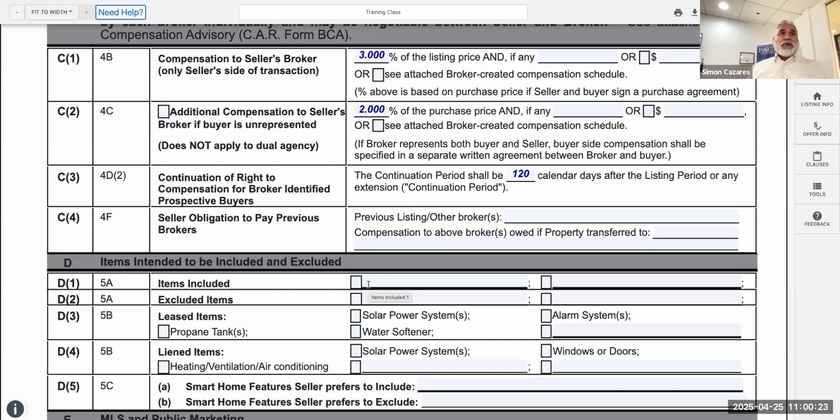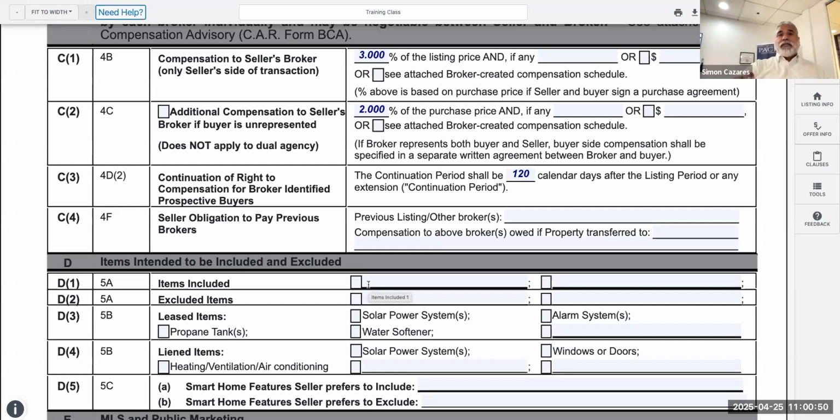That clause there protects me and protects the seller. If, after the expiration or the cancellation of the listing agreement, a buyer comes back that we showcased, where we either hosted an open house and they saw the property, and they submitted an offer, then we have every right to go after compensation from the seller. And this is after it expires.